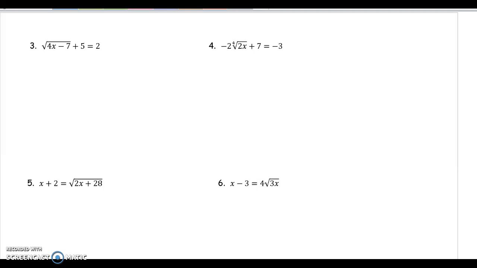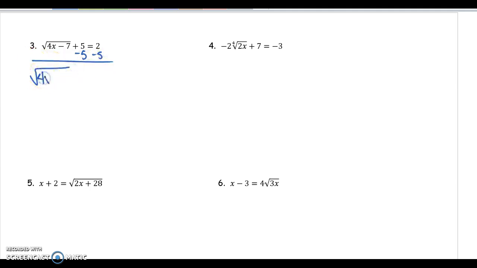Your first step is to isolate the radical. What do you think we should do first? Subtract 5. Now, question. Can we add 7 right now? We cannot add 7 right now because -7 is stuck under the radical. You can't do anything to the stuff under the radical until the radical is gone. So our first step is to subtract 5 on both sides.